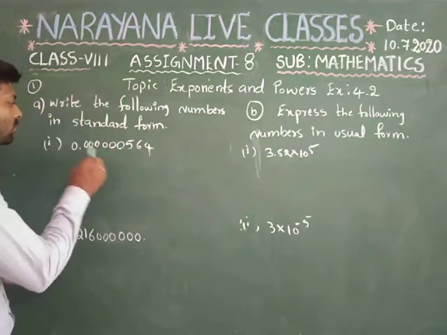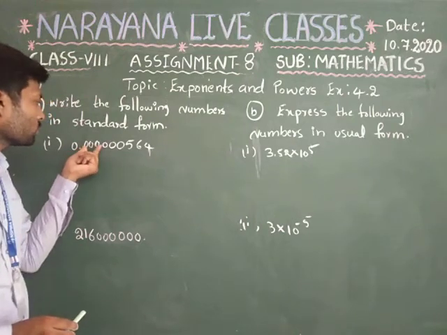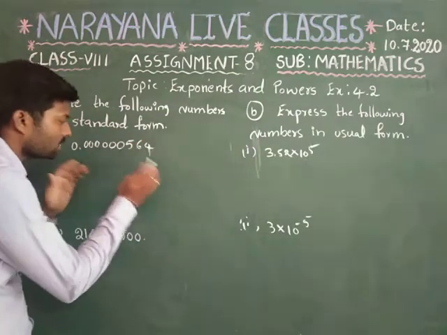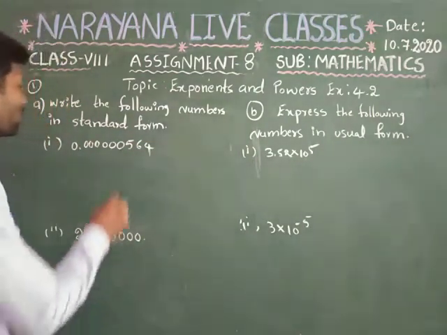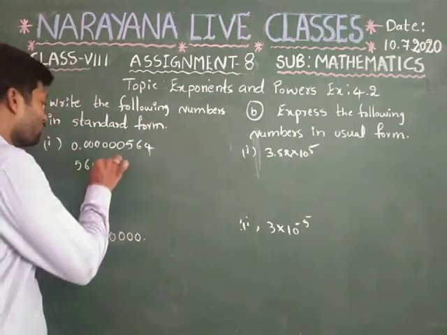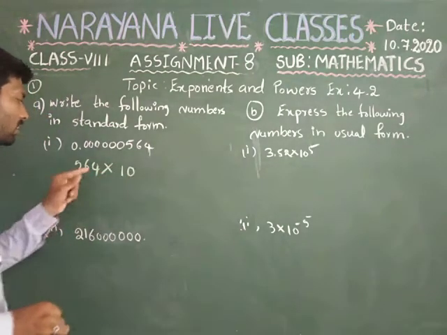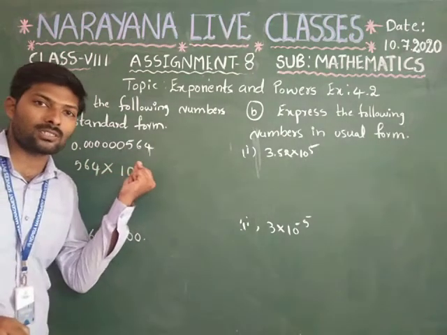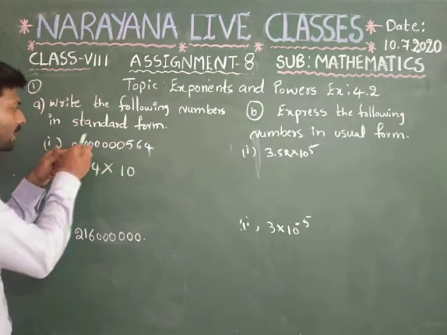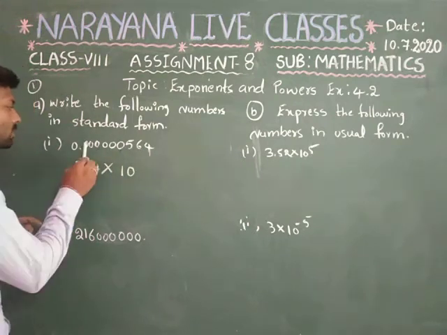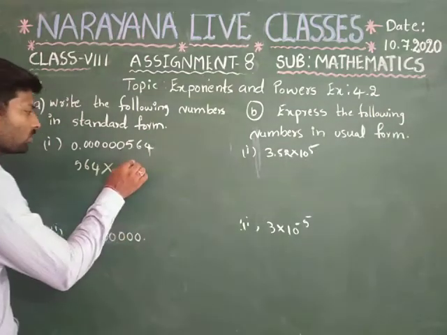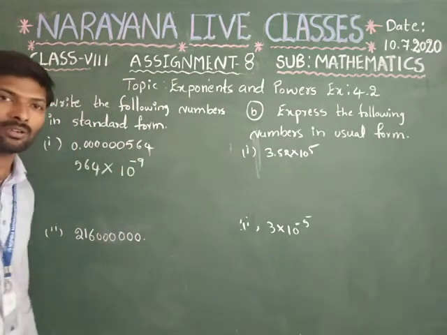The first number is 0.00000000564. We have to write it in standard form. How can we write this? I can write 564 into 10 power, plus or minus depending on the decimal value. After the point, how many digits are there? 1, 2, 3, 4, 5, 6, 7, 8, 9. So we have to write 10 power minus 9.